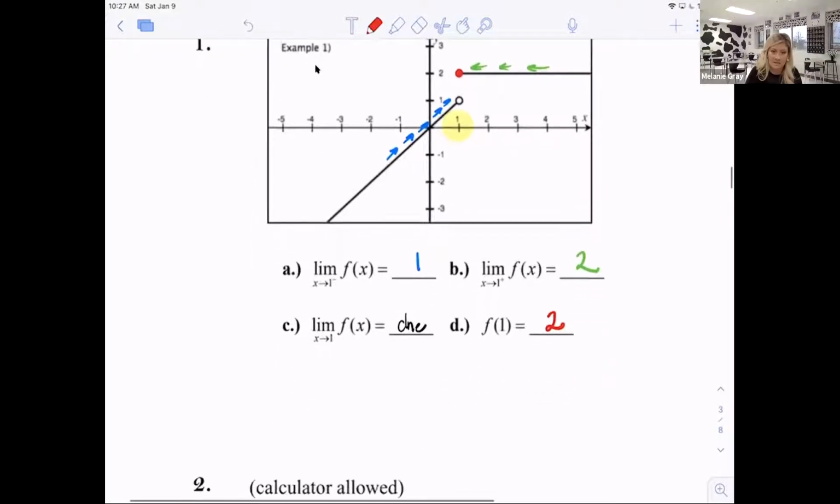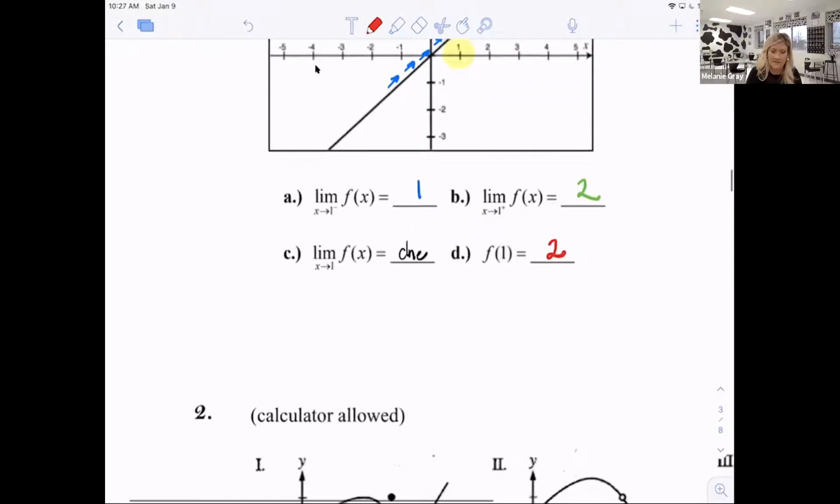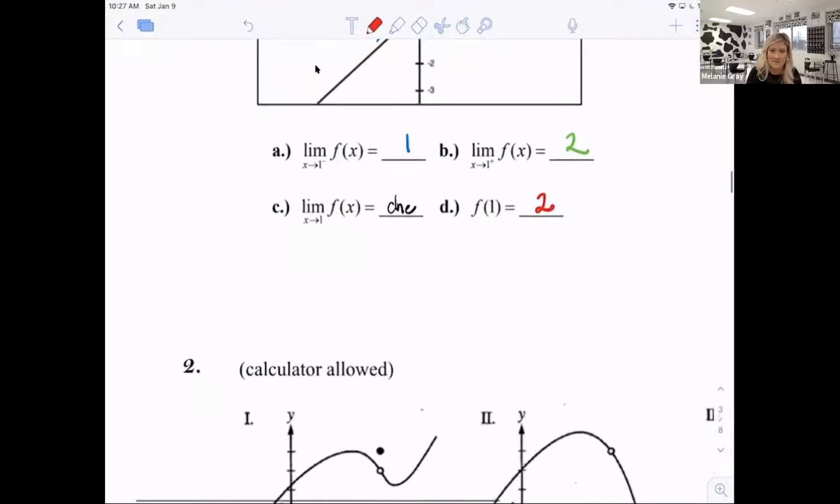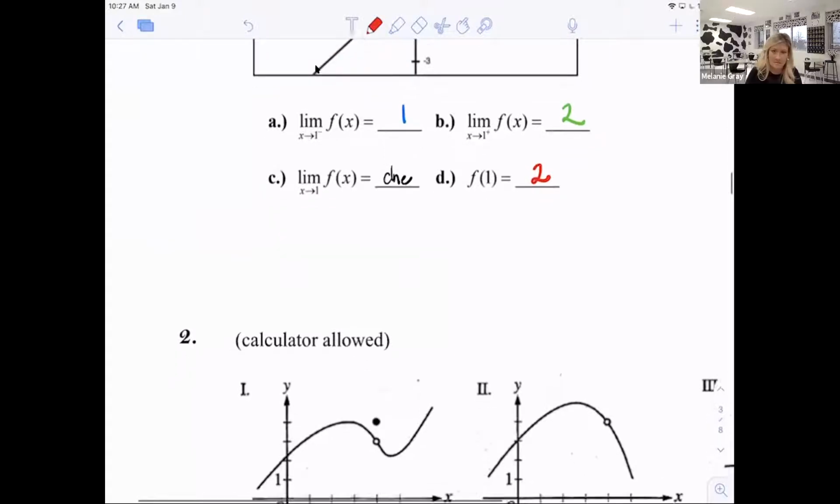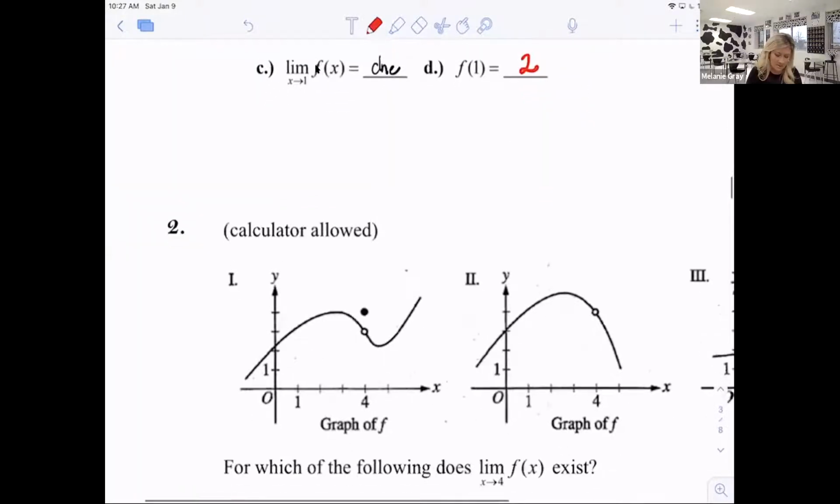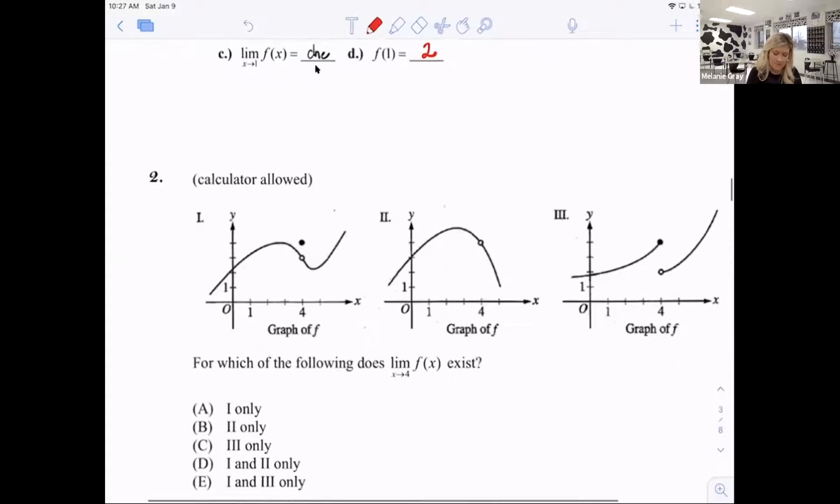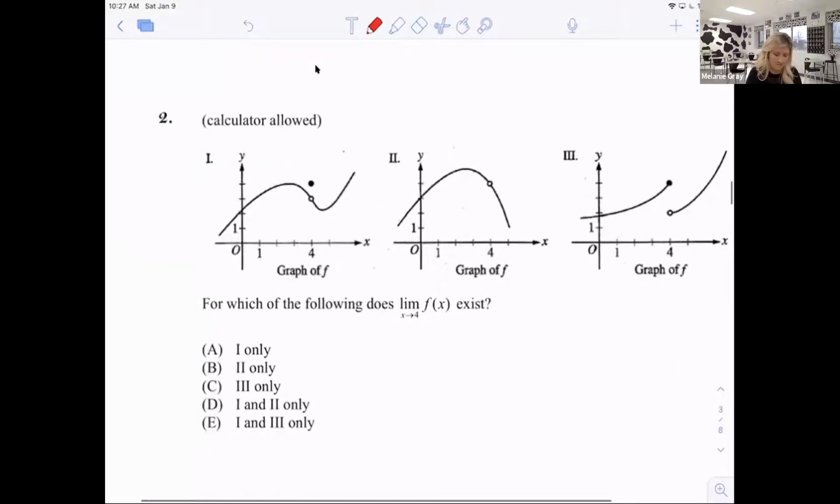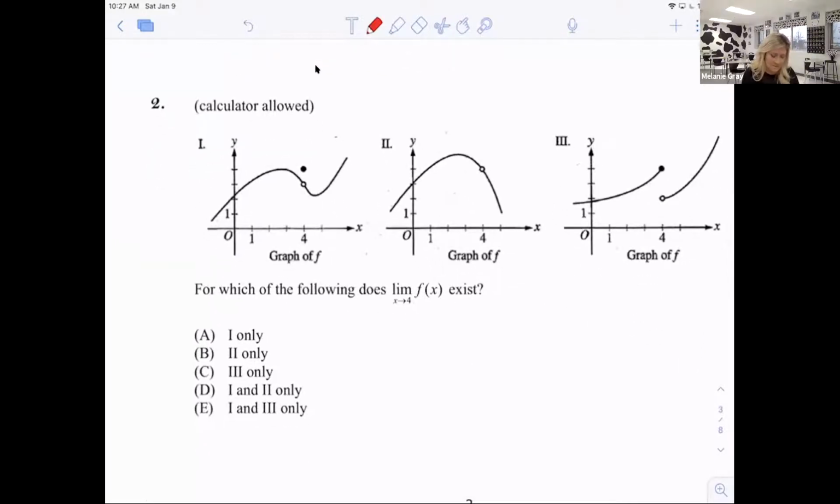All right, let us know in the chat if you have any questions about that little review before we look at some multiple choice items. I'm going to scroll up here to number 2 from the handout. On number 2, it says, for which of the following does the limit as x approaches 4 exist? Now look at your answer choices. You've got 1 only, 2 only, 3 only, 1 and 2 only, 1 and 3 only.